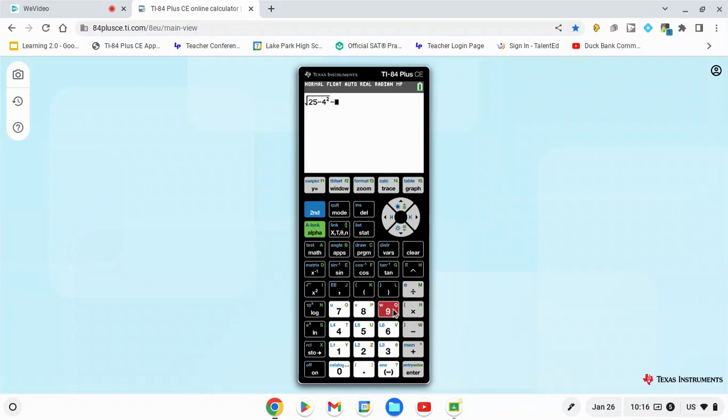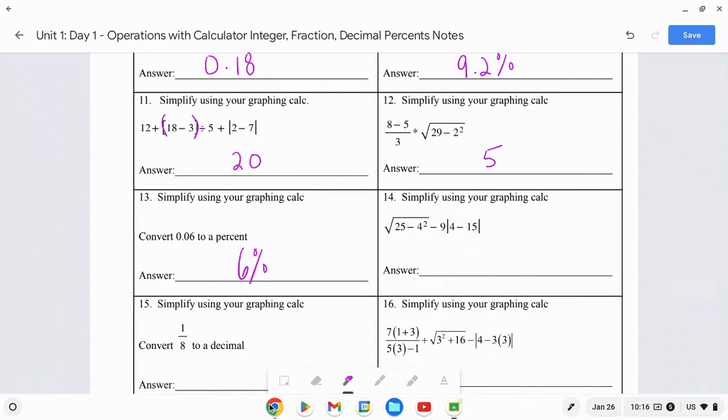And then we're going to type minus 9. To get the absolute value bars, hit the math button, hit the right-hand arrow to NUM, and hit enter for absolute value. And then 4 minus 15, and hit equals. So I get negative 96 for that final answer. So number 14 is negative 96.